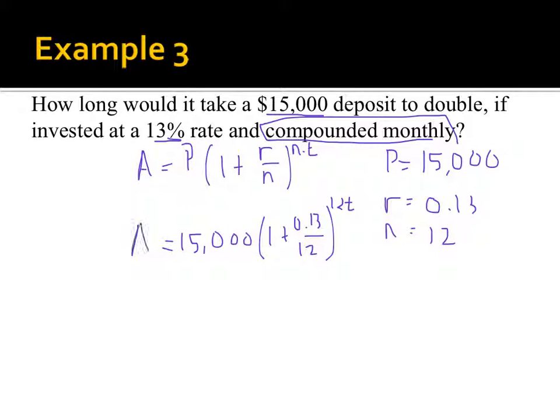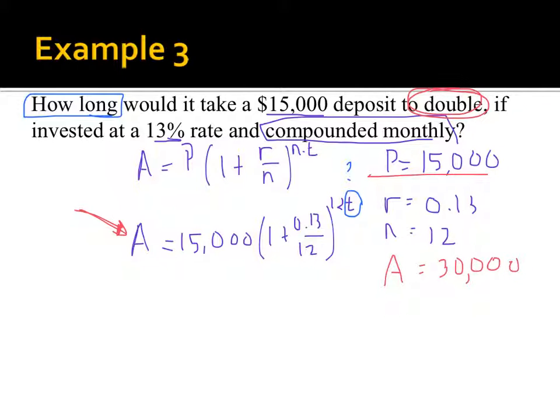So it looks like they didn't give me enough information. Then the question says how long, so that means they're asking me for the T. They're asking me how long. So that's the question, is what is the time? And so that means that somehow this problem already tells me what A is. In the words, A should already be given. And so here the key word to notice is that they want the deposit to double. And so if it's double, that means, well, if I started off with 15,000, that means after it doubles, A should be 30,000.